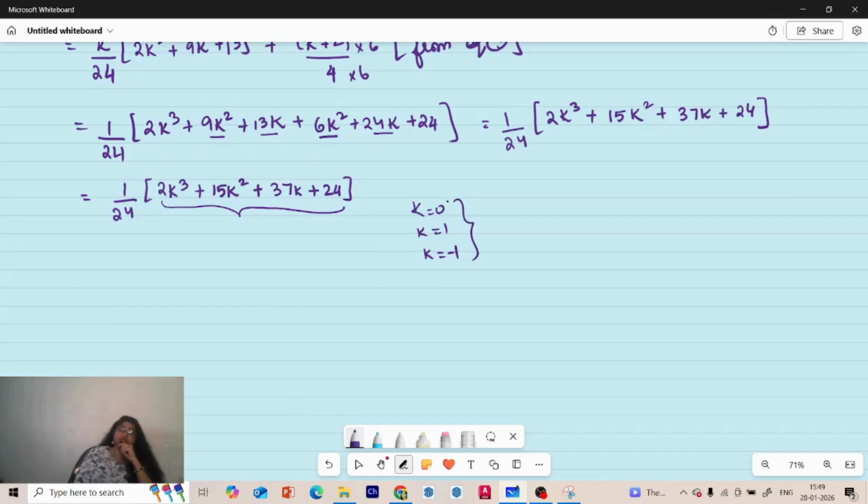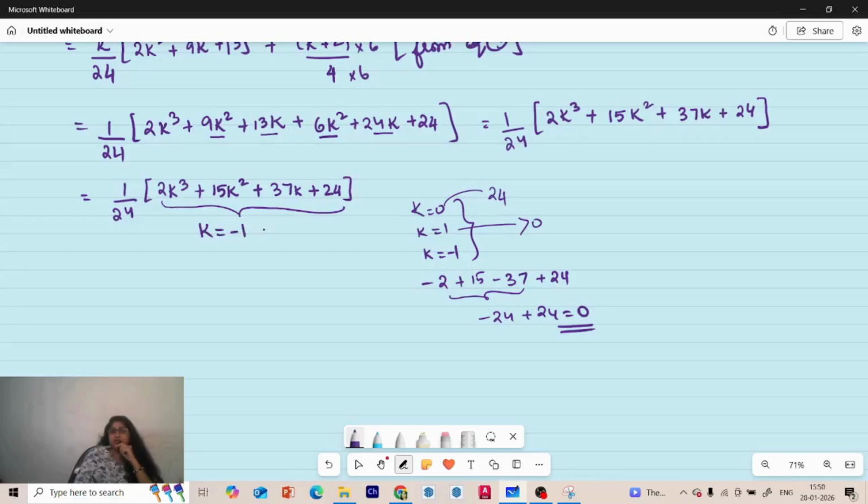Okay, k equal to 0 తీసుకుంటే we will get 24, which will not solve the equation. K equal to 1 తీసుకుంటే you will get some value greater than 0, so we don't need it. K equal to -1 తీసుకుంటే you will get -2 plus 15 minus 37 plus 24. చూసారా? So ఇక్కడ if you take this entire value, you will get -24 plus 24 is equal to 0. అంతే. సో మనము k is equal to -1 ఏంటమ్మా, దీనికి ఒక సొల్యూషన్, దీనికి ఒక రూట్, అంటే k plus 1 is a factor కదా, చూసాం కదా మనము, is a factor.